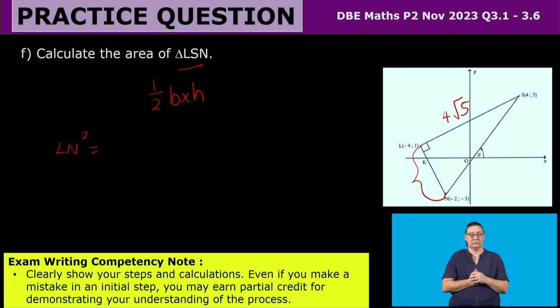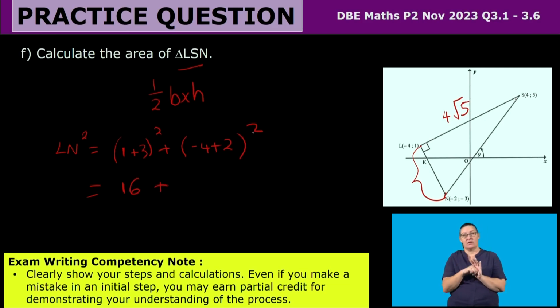So Ln squared is going to be 1 minus 3, so it becomes 1 plus 3 squared plus minus 4. I've just swapped the x and the y's around, but it's fine in this case. So it's going to be minus 4 minus 2, so it's minus 4 plus 2 squared. Okay, so 4 squared is going to give me 16, plus 2 minus 4 is 2. 2 squared will give me 4. So this will give me 20.